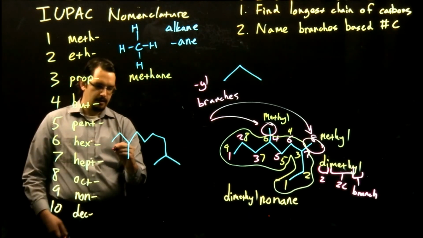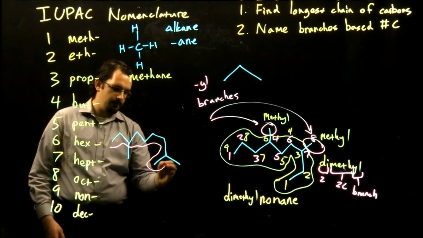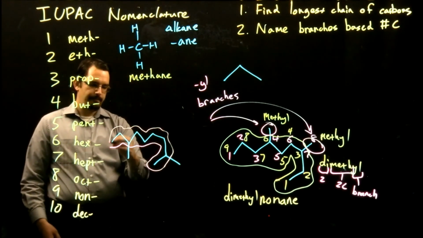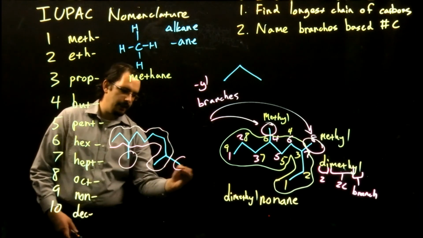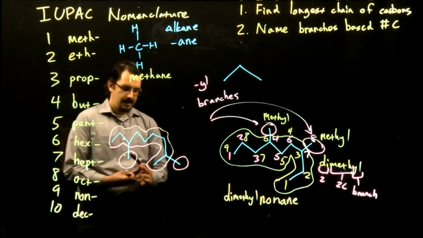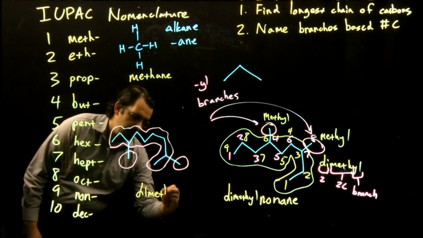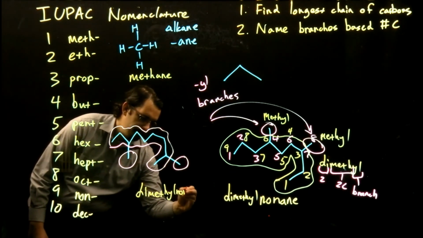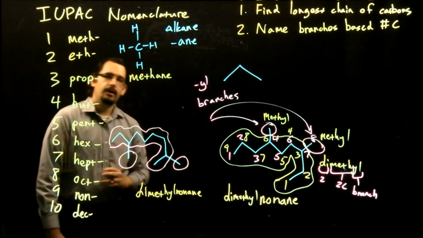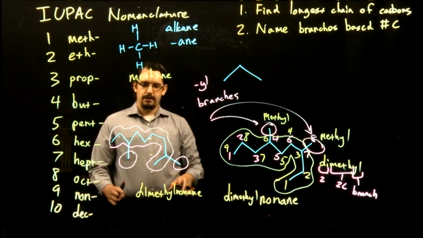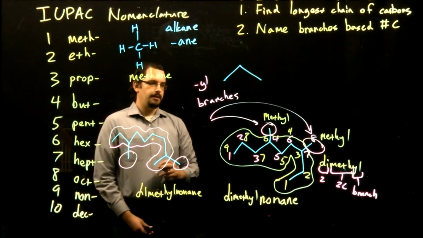So here's my parent chain, and here are my branches. So I still have the same dimethylnonane, but my branches are in different spots. So I need a way to distinguish where those branches are placed.